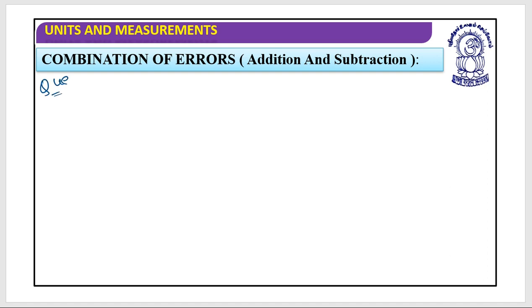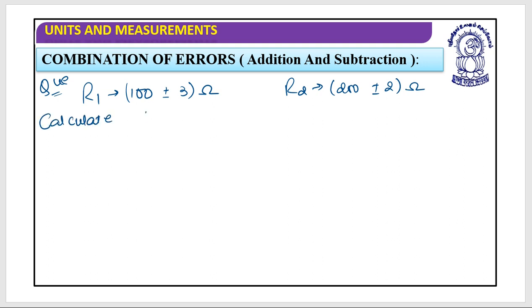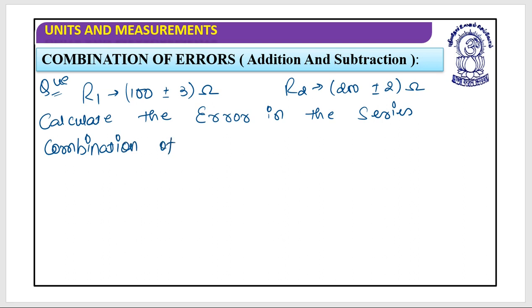Let's say we have been given resistors. The first resistor has a value of 100 plus or minus 3 ohm, and another resistor has a value of 200 plus or minus 2 ohm. I need to calculate the error in the series combination of these resistors.